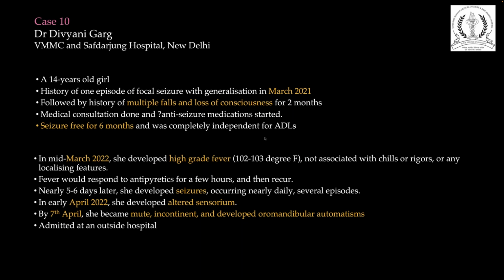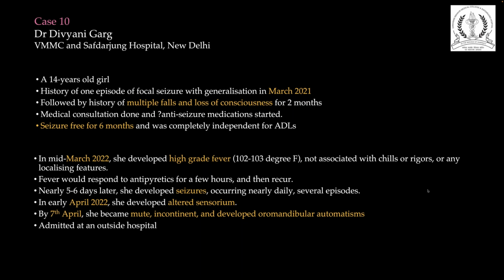Now, 1 year later, in mid-March 2022, she developed high-grade fever up to 102 and 103 degrees Fahrenheit, which was not associated with clear localizing features. The fever would respond to antipyretics for a few hours and then recur. Around 5 to 6 days later, she developed multiple episodes of seizures, occurring nearly daily. This went on up to early April 2022, when she developed altered sensorium.